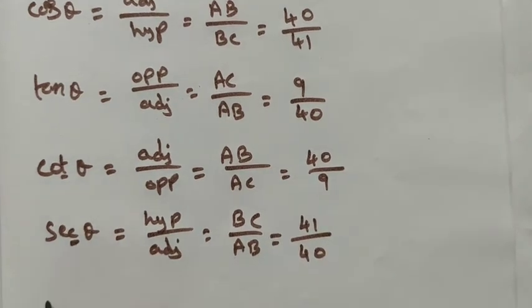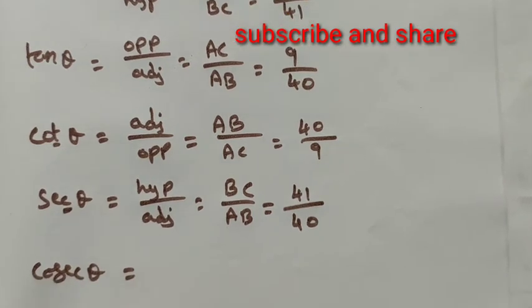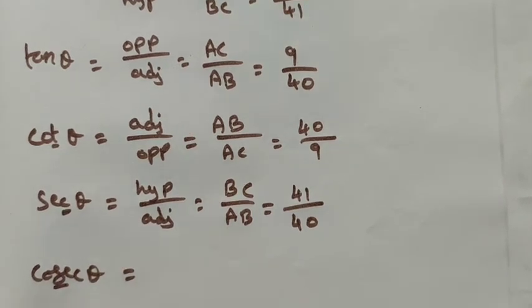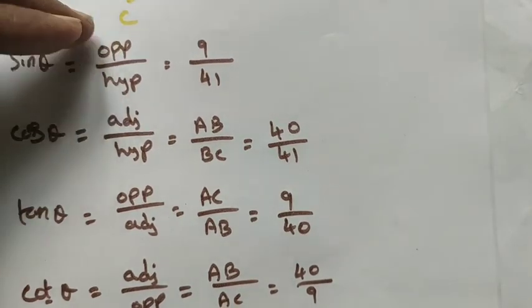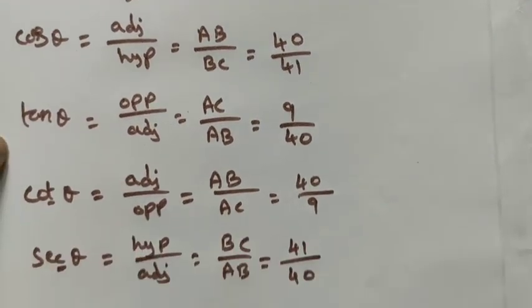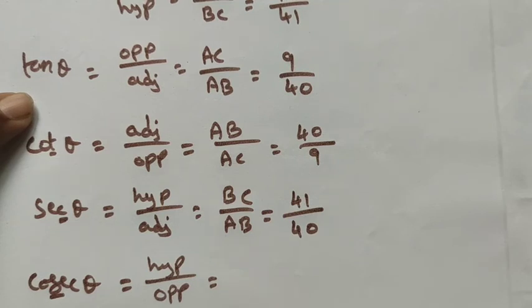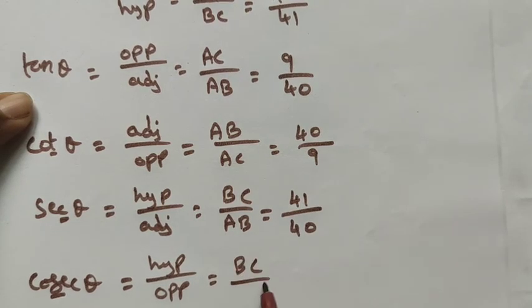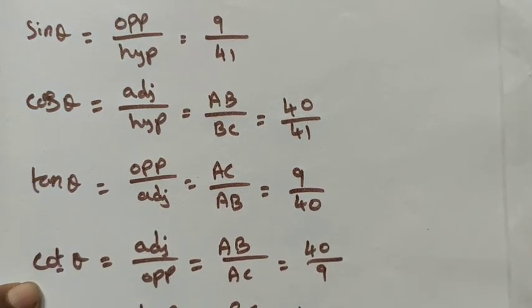The last one, cosecant theta. Cosecant is nothing but the reciprocal of sin. What is sin theta here? Opposite divided by hypotenuse side. Reciprocal means hypotenuse side divided by opposite side. Here the hypotenuse side is BC, the opposite side is AC. Then the reciprocal of this term is 41 divided by 9.